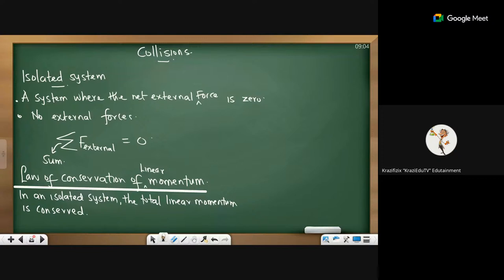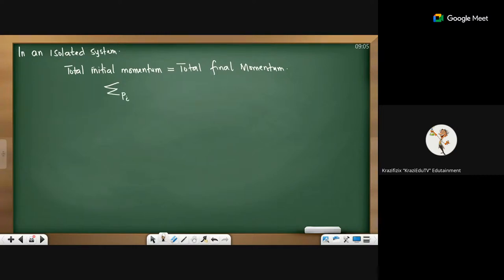Now, guys, the fact that I have said total means I need to add. Before we get into calculations, I want to create a whole lot of scenarios for you. In an isolated system, this is what we're saying in terms of formula: the total initial momentum would be equal to the total final momentum. That's what we just discussed in words. Now we're trying to write it in formula.